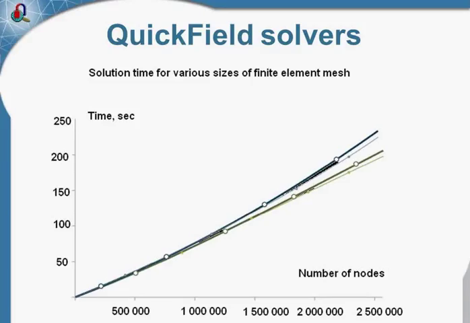As you see on this slide, QuickField solvers feature quasi-linear dependency between the number of mesh nodes and solution time. In conventional finite element analysis, this dependence is usually of second order. Practically, it means that in the majority of practical cases, QuickField gives results within minutes, not hours or days, which were the traditional cost of finite element simulations before.